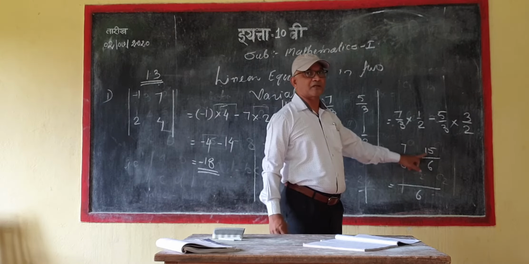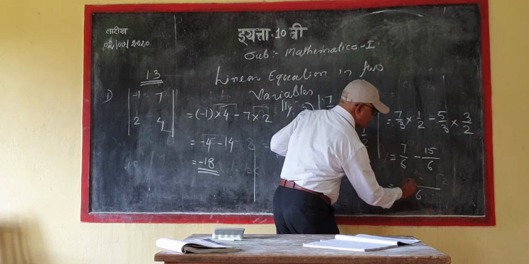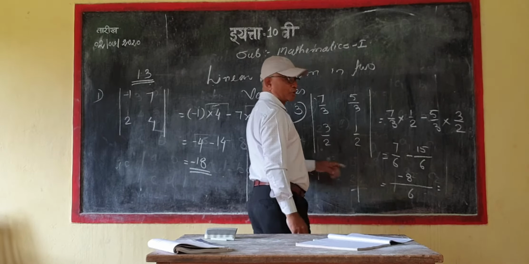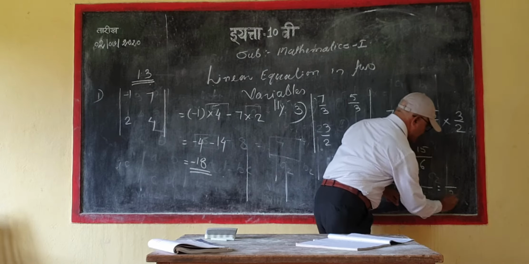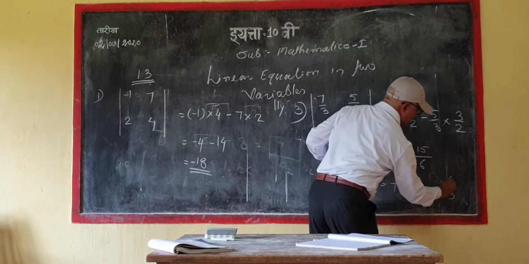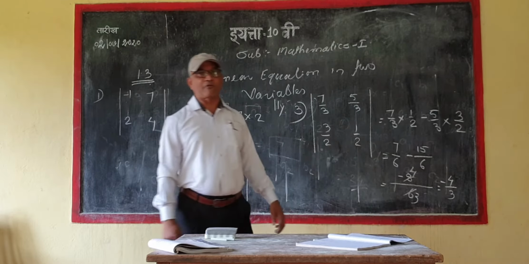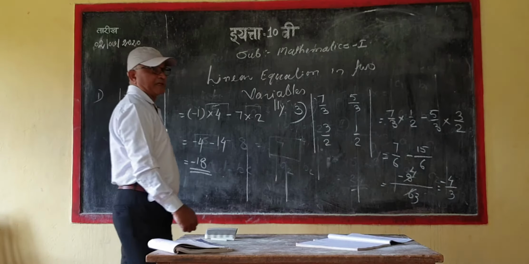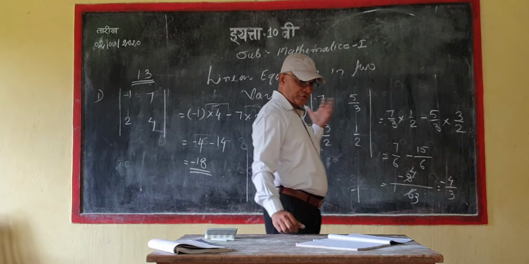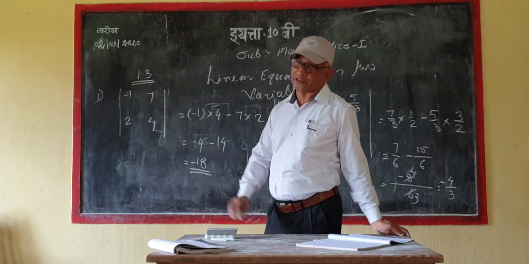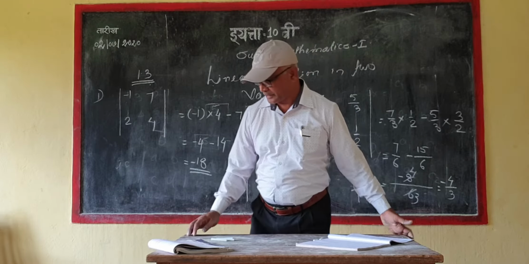Subtract 7 minus 15, minus 8. Simplify. 2 threes are 6 and 2 fours are 8. Minus 4 upon 3 is the value of this determinant. In this way, you can solve other examples of determinants.